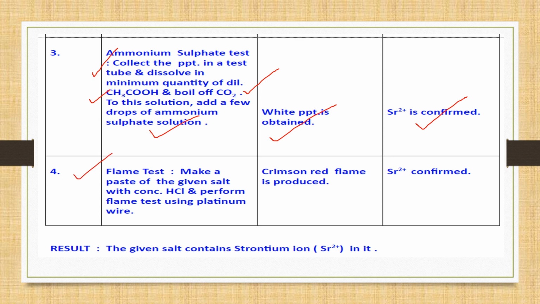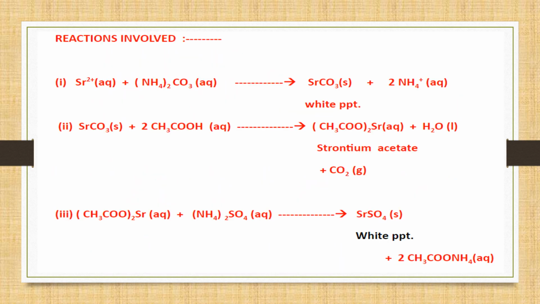Same way, carry out the flame test as we did for barium. You'll get a crimson red flame. So it confirms the presence of strontium. Then the given salt contains strontium ion in it would be the result. These are the reactions involved for strontium. First, the preliminary test. We got the white precipitation because of strontium carbonate formation. Then we dissolved the white precipitate in acetic acid. We got strontium acetate. And then to strontium acetate, we added ammonium sulfate and it gave me a white precipitate of strontium sulfate.